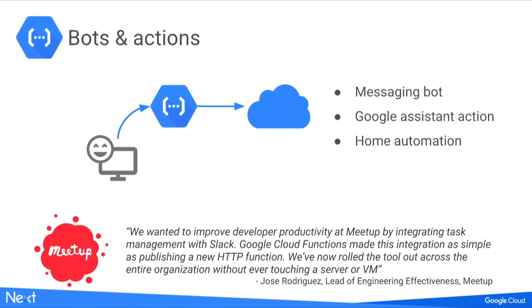So the example here is Meetup. They created a custom Slack command. And so when you type this Slack command into their Slack channel, it will fire a cloud function that will create a ticket in Jira. It's part of their way to automate their development processes.